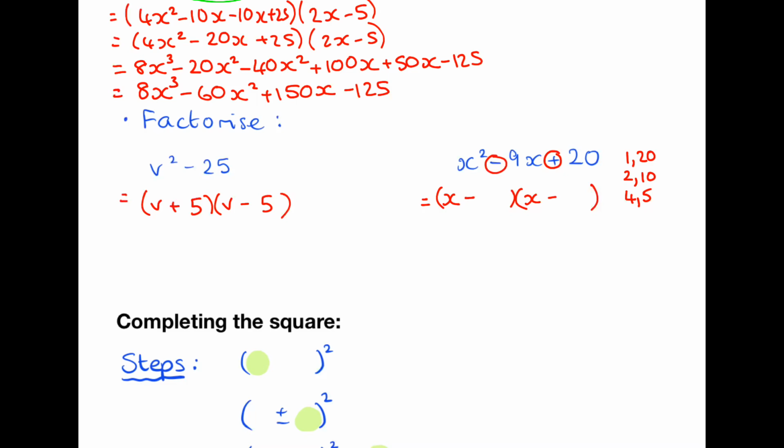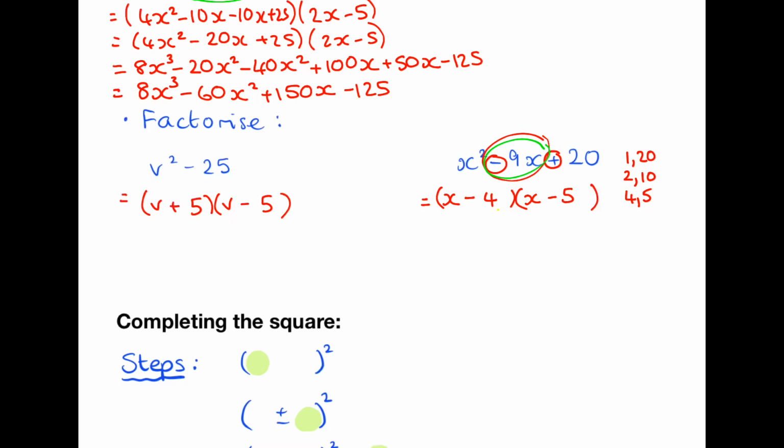And then look at what we're needing to make, which is negative 9x from this and this. So if we look at our three pairs of factors, we can't make 9 out of 1 and 20. We can't make 9 out of 2 and 10, but we can make 9 out of 4 and 5. And if we just check, this times this is negative 4x. This times this is negative 5x, so that gives us negative 9x, and that's what we wanted. So the answer is x minus 4 times x minus 5.